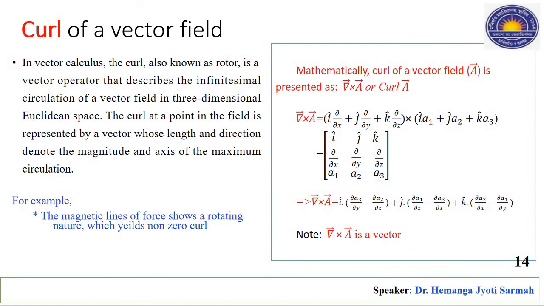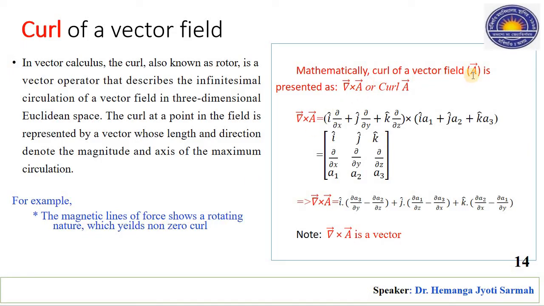Now coming to the curl of a vector field. In vector calculus, the curl, also known as rotor, is a vector operator that describes the infinitesimal circulation of a vector field in three-dimensional Euclidean space. The curl at a point in a field is represented by a vector whose length and direction denote the magnitude and the axis of the maximum circulation. The magnetic lines of force show a rotating nature which yields non-zero curl.